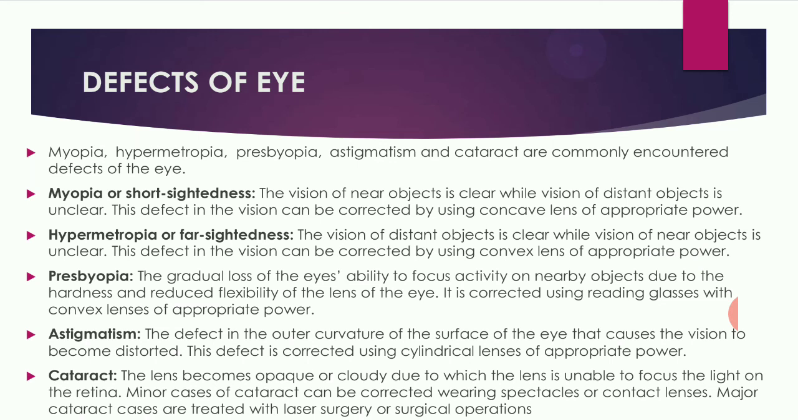Presbyopia. The gradual loss of the eye's ability to focus on nearby objects due to the hardness and reduced flexibility of the lens. It is corrected using glasses with a convex lens of the appropriate power.